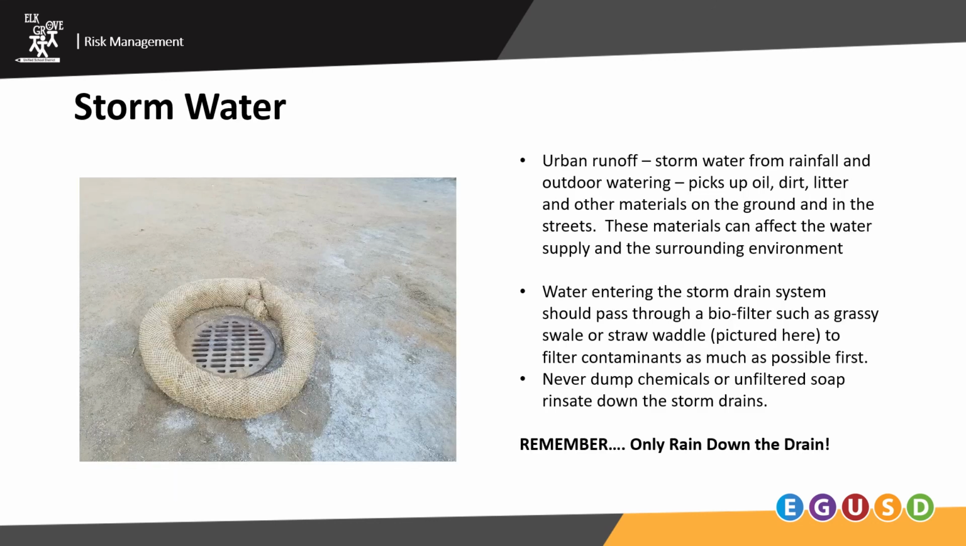Stormwater. Urban runoff, stormwater from rainfall and outdoor watering, picks up oil, dirt, litter, and other materials on the ground and in the streets. These materials can affect the water supply and the surrounding environment. Water entering the storm drain system should pass through a biofilter such as a grassy swale or straw wattle, pictured here, to filter contaminants as much as possible. Never dump chemicals or unfiltered soap rinse down the storm drains. Remember, only rain down the drain.